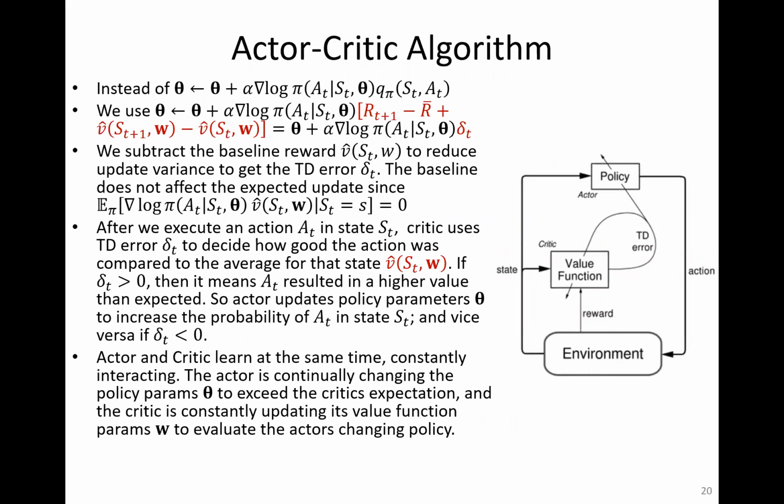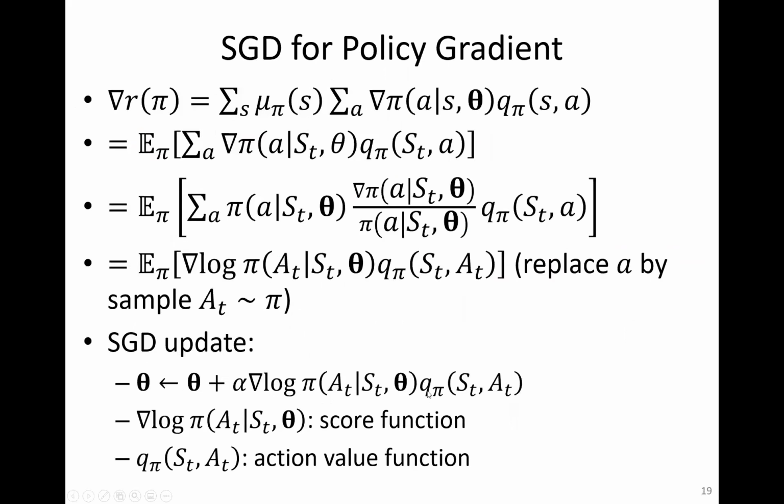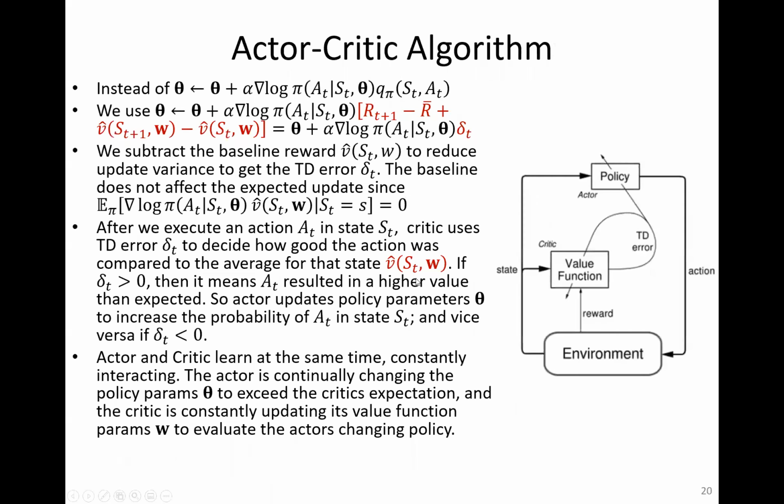Now the actor-critic algorithm. We saw this formula before, the Q pi. If you had all the Q values for every state, then it's nice, but what if you don't have it? Then you can use the actor to evaluate this Q by this TD error. The red part is a TD error.